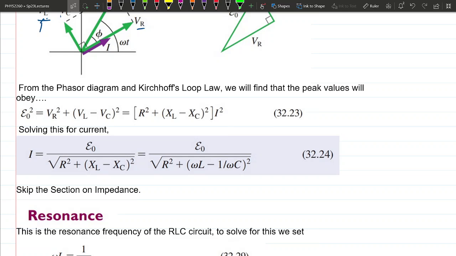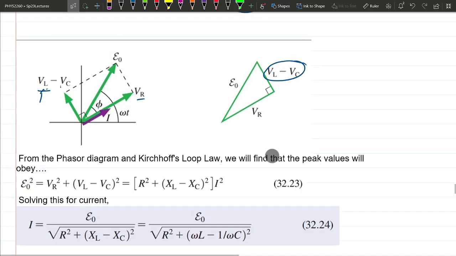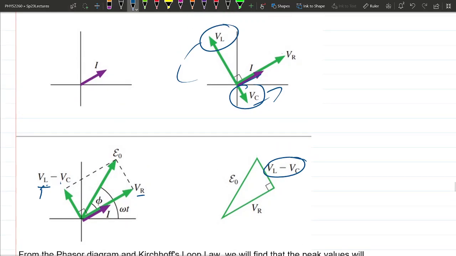All right, does it make sense? I have to subtract them first, right? Because these two vectors are pointing in opposite directions to each other, right? So the resultant vector will be shorter, right? Okay.